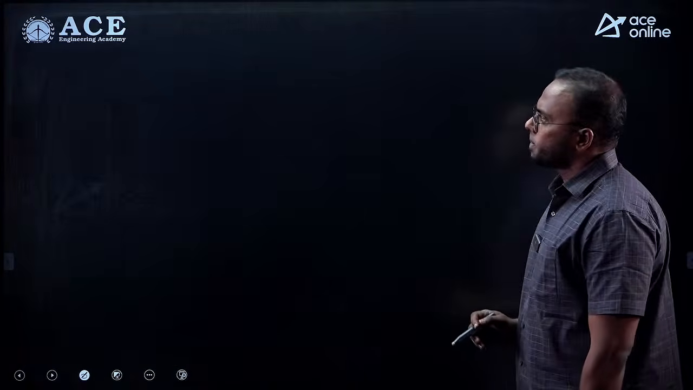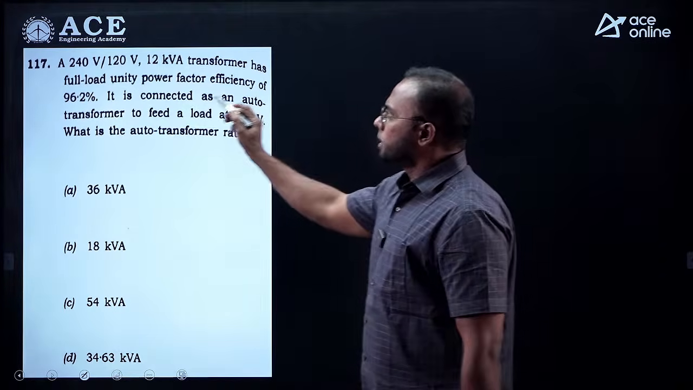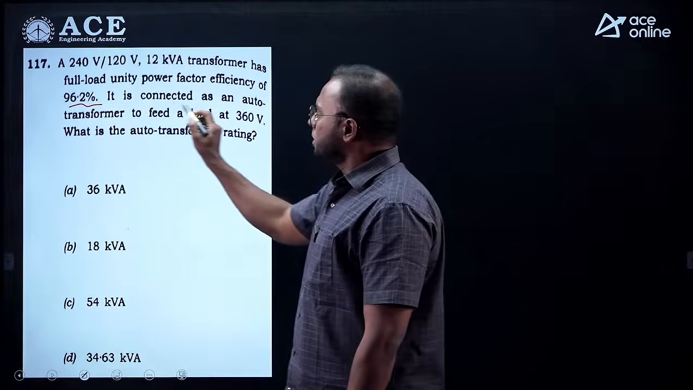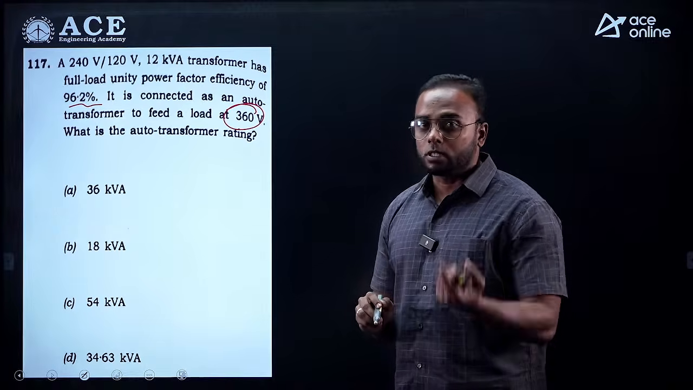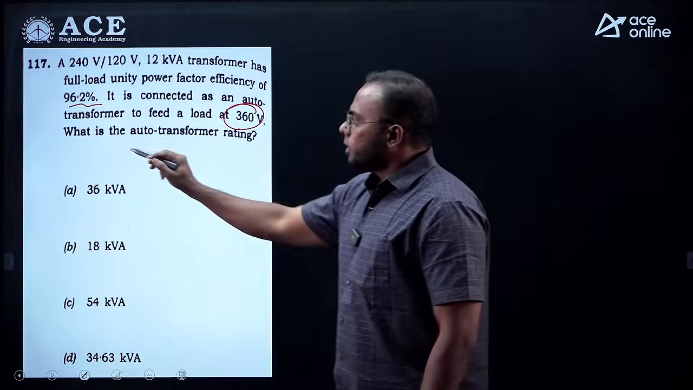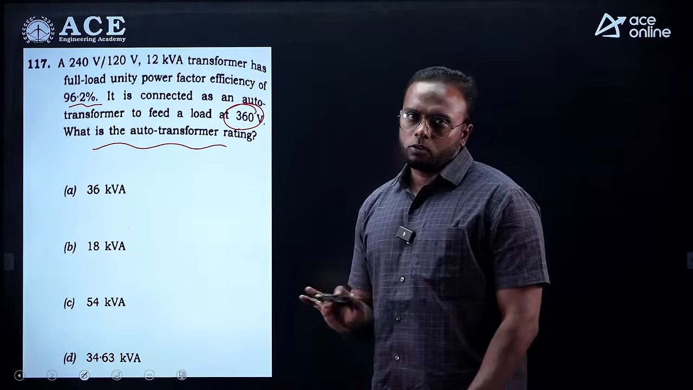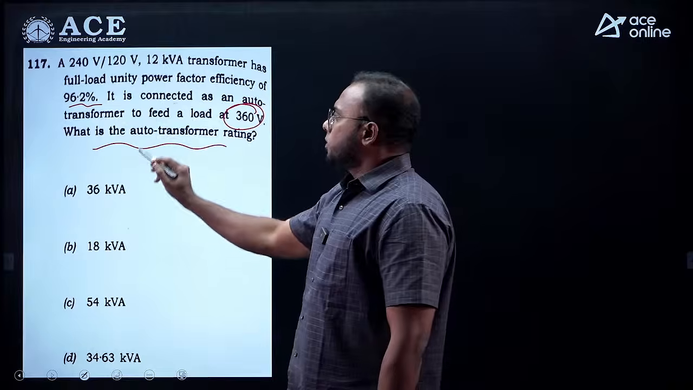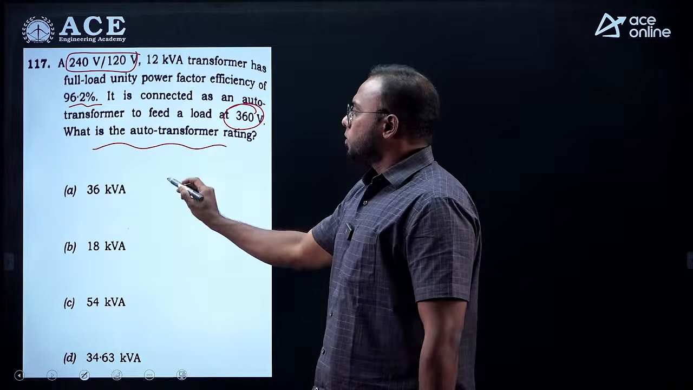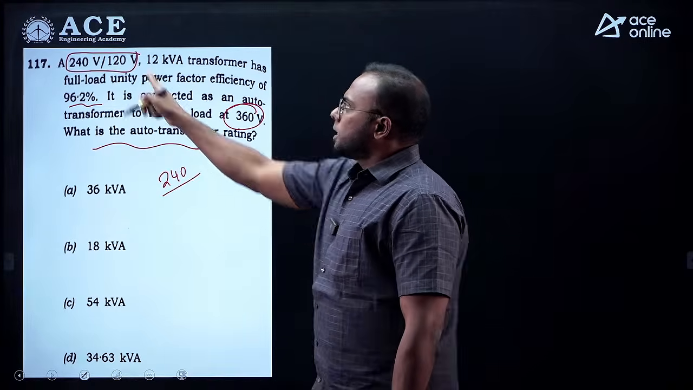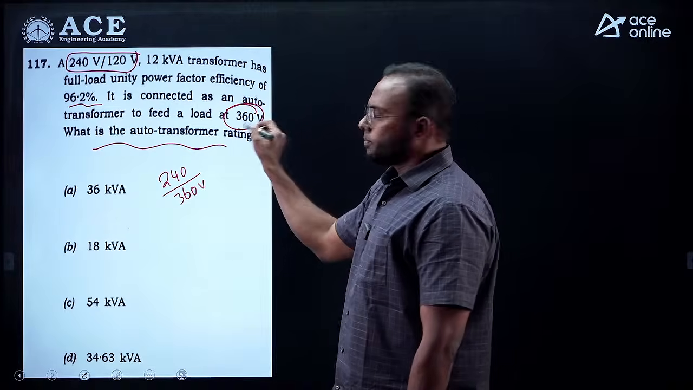See, next. A 240 by 120 volt 12 kVA transformer has full load efficiency of 96.2%. It is connected as an auto transformer to feed a load at 360 volt. Okay, the auto transformer is converted from a 2 winding transformer. What is the kVA rating of the auto transformer? Anyhow, no need to take that efficiency here. So directly, if the 2 winding transformer rating is this, then what will be the auto transformer rating? We connect these two in series additive connection, then we get 360. So secondary 360 load connection.